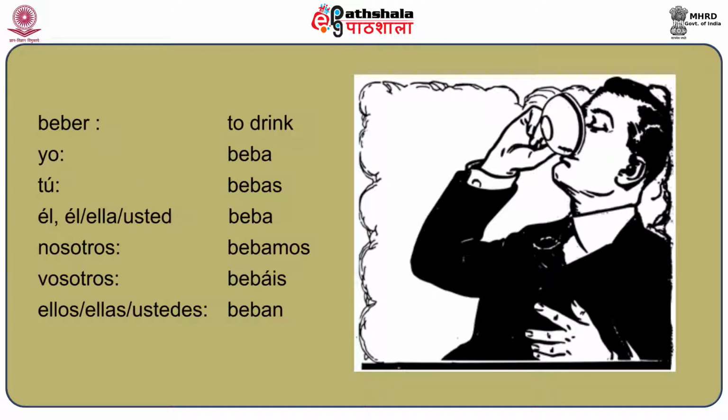Beber, ER ending verb, regular in pattern, means to drink. We take the first part of beber, the yo form in the indicative is bebo, and remove the final O and add the AR endings to the stem, and thus the conjugations that we receive are yo beba, tú bebas, él, ella, usted beba, nosotros bebamos, vosotros bebáis, ellos, ellas, ustedes beban.